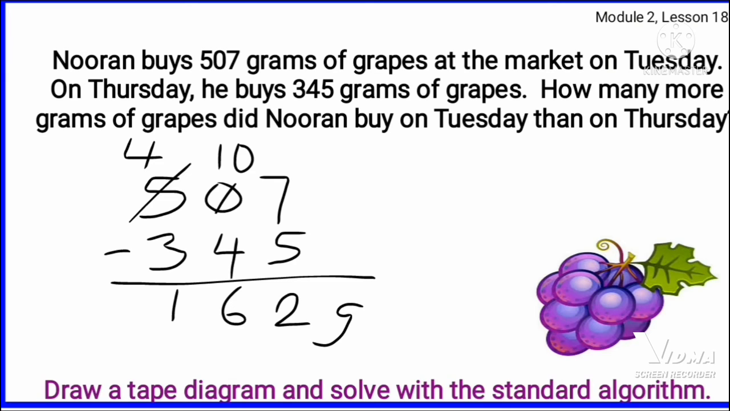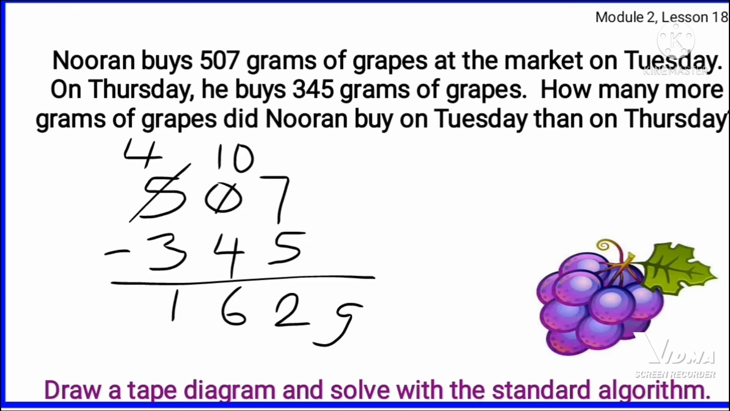Noran buys 507 grams of grapes at the market on Tuesday. On Thursday, he buys 345 grams of grapes. How many more grams of grapes did Noran buy on Tuesday than on Thursday? The way to find out is to subtract. So we're removing 345 from 507.